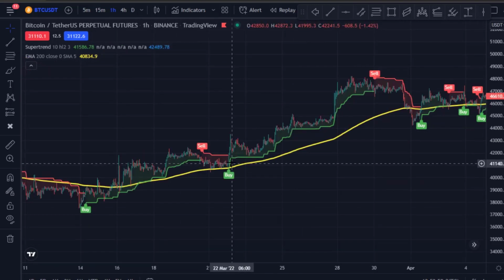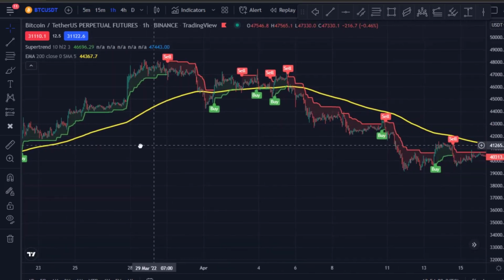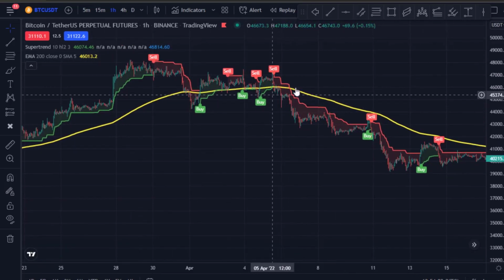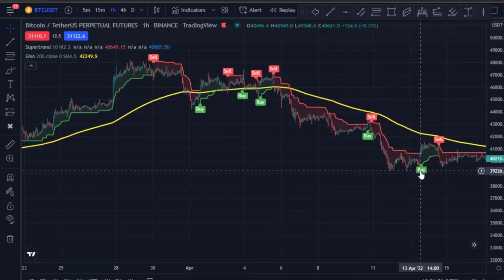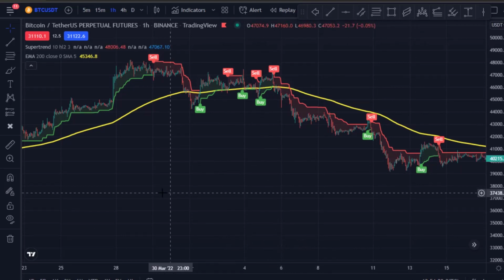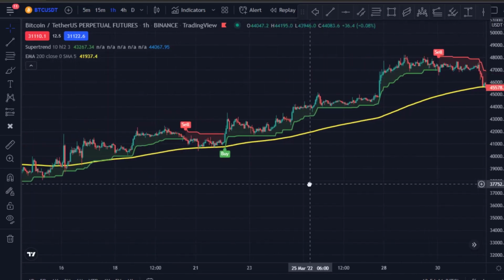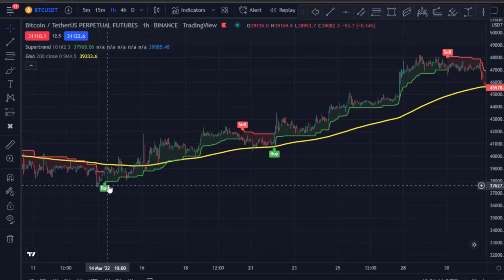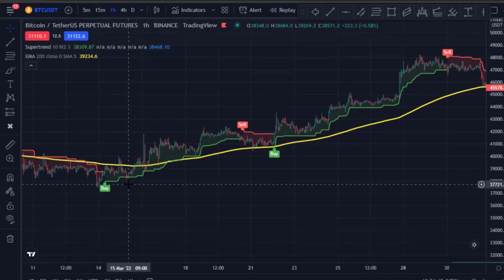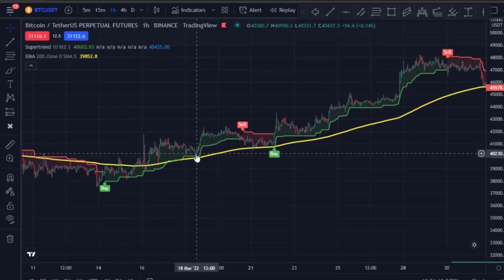So you only take buy signals from the Supertrend when the price is above the 200 EMA line, and you only take sell signals from the indicator when the price is below the 200 EMA line. Let me give you an example. In this chart, we can see the Supertrend gives a buy signal, but the price is still below the 200 EMA line. So we don't want to take positions yet.